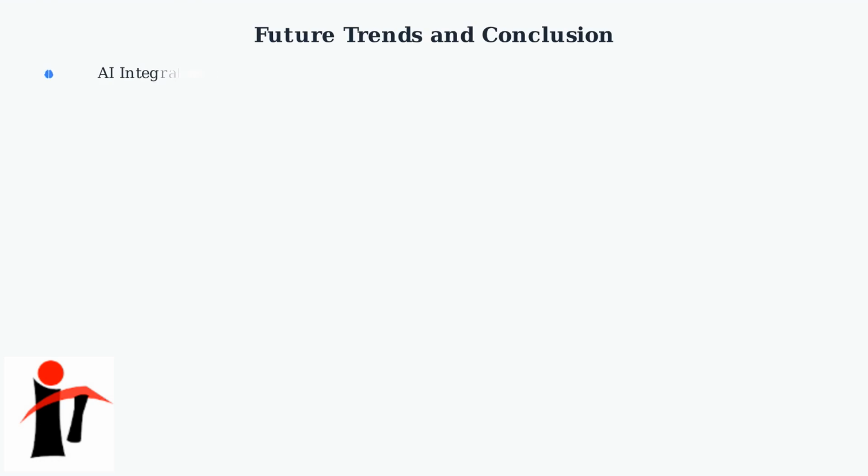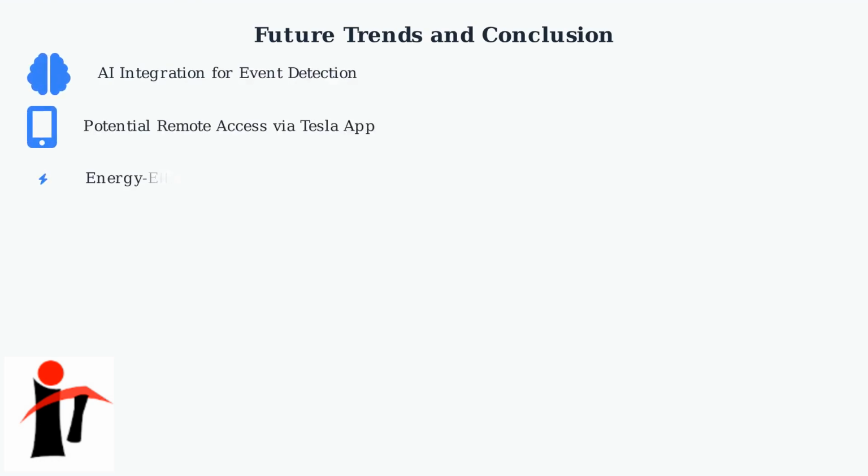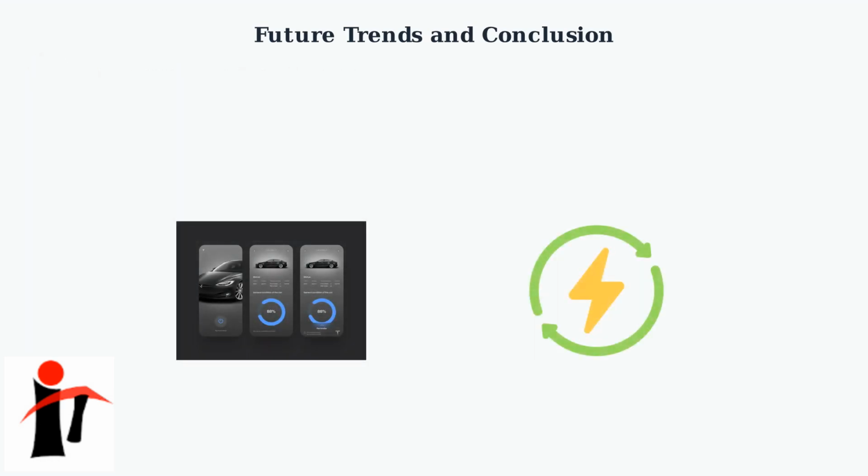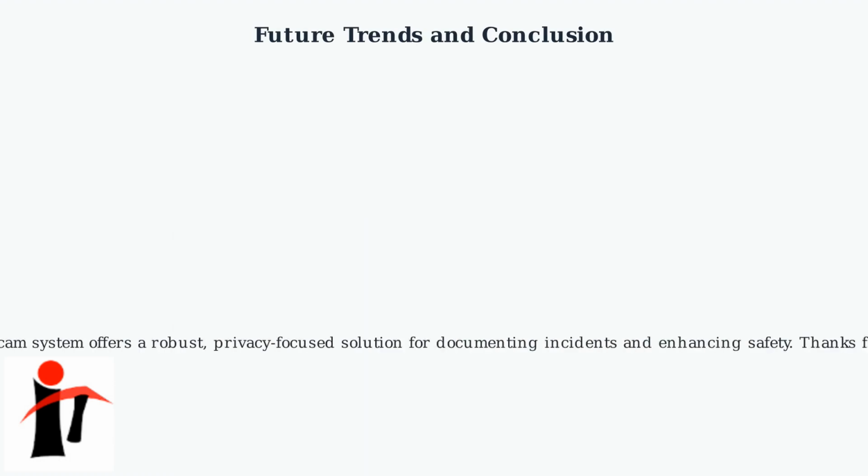Looking ahead, expect AI integration for event detection, potential remote access features via the Tesla app, though unconfirmed, and increased focus on energy-efficient recording. Tesla's Dashcam system offers a robust, privacy-focused solution for documenting incidents and enhancing safety.